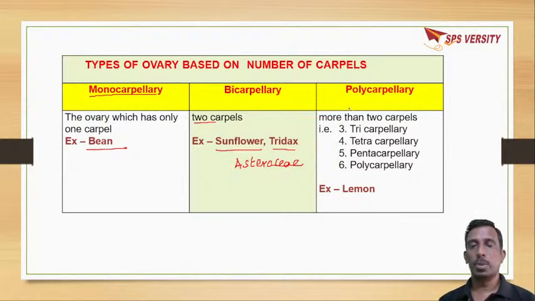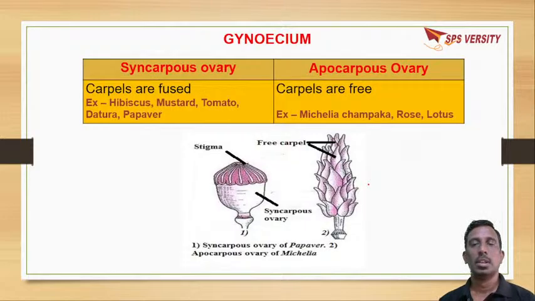Polycorpulary, more than 2 corpels, like it may be conditions like the tri, if there are 3, tetra, 4, penta, 5, more than 5, it is polycorpulary. You can take lemon. Okay. So gynoecium में ये corpels which are present, इसमें भी fusion रहता. If corpels are fused, it is called syncorpus. If corpels are free, it is called apocorpus. So fused में examples ले सकते हैं, hibiscus, mustard, papaver, these all.